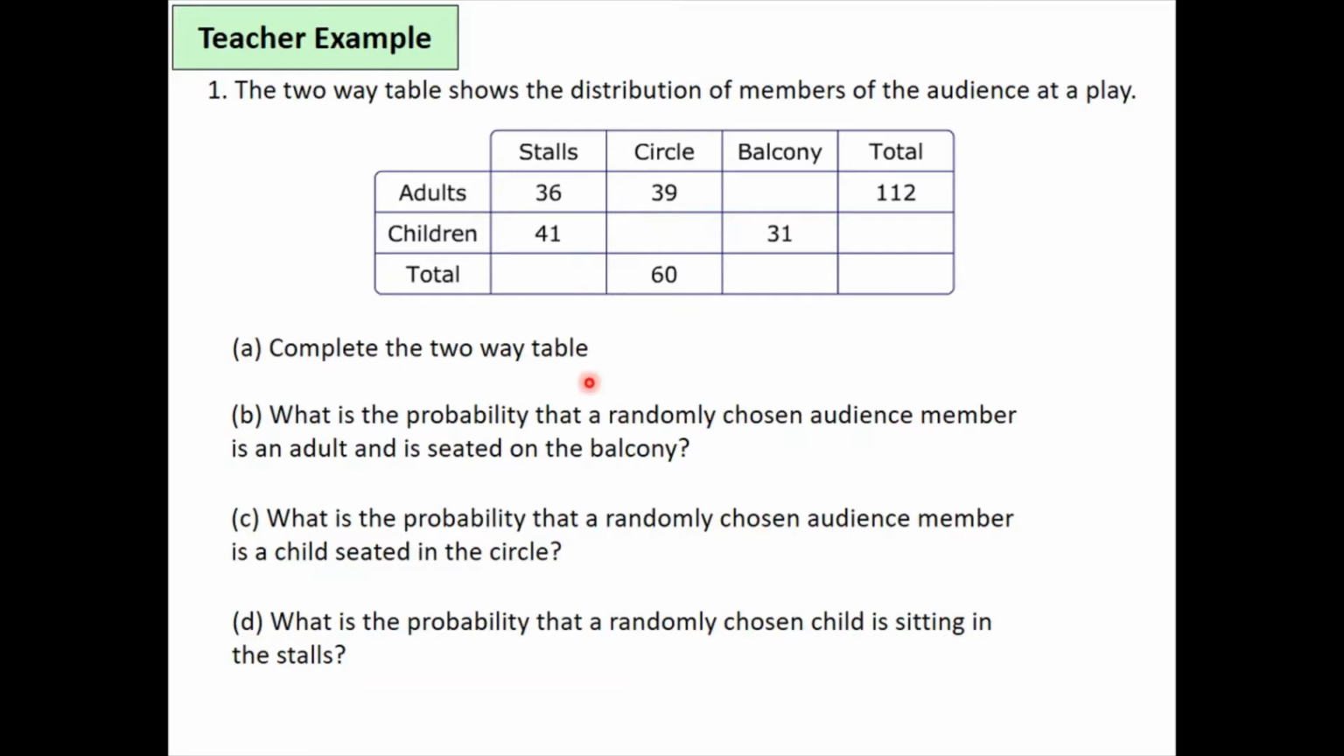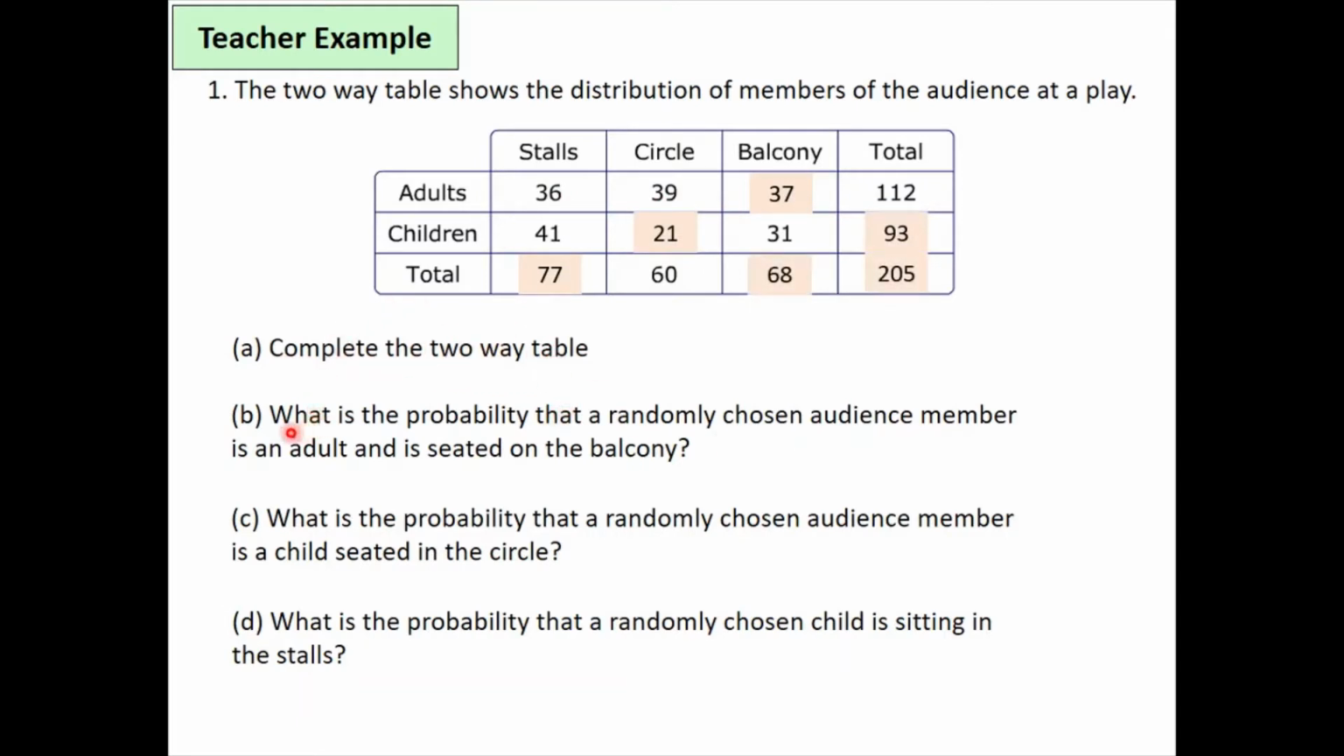It's really about working out the totals or what's missing. Very simply, we'll start with this total here. It has to be 77 because 36 plus 41. Next, this balcony here we can work out: 112, take away these two, gives us 37, and so on. So that's part A done, complete the two-way table.